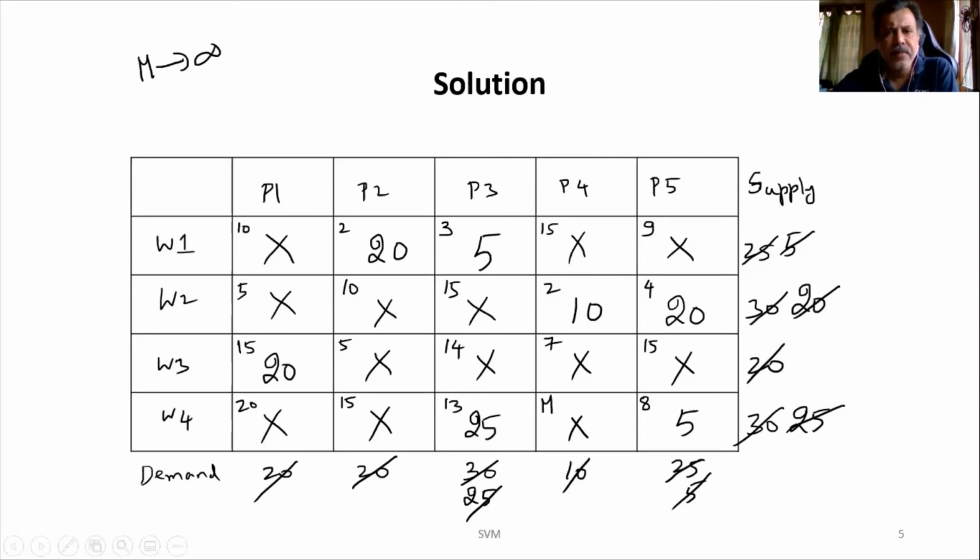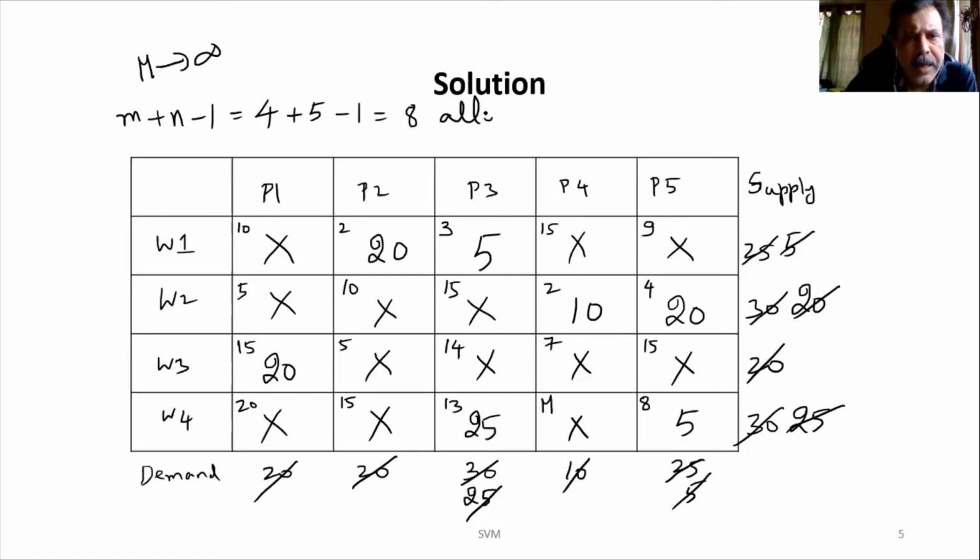So now let us find out what our M plus N minus 1 should be. M means the number of rows, there are 4 rows, and N means the number of columns, it is 5 columns. That means we are supposed to have 8 allocations. But how many have we got? 1, this is 2, 3, 4, 5, 6, 7. So we actually got only 7 allocations.